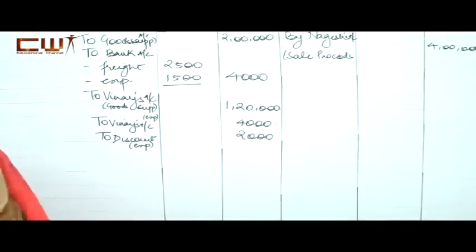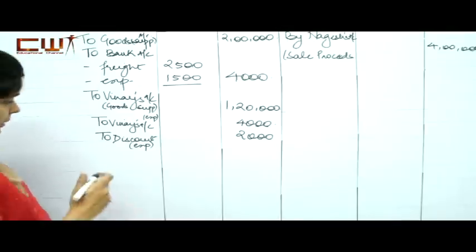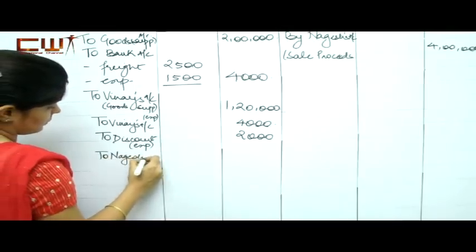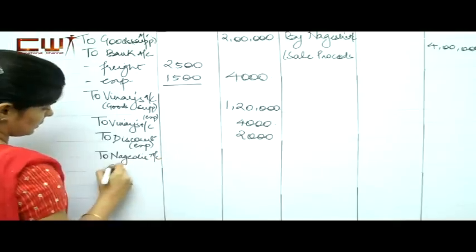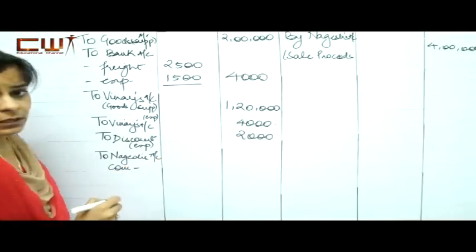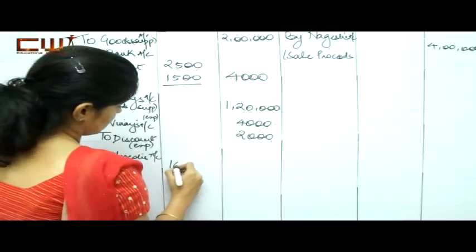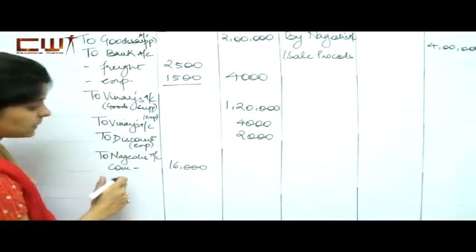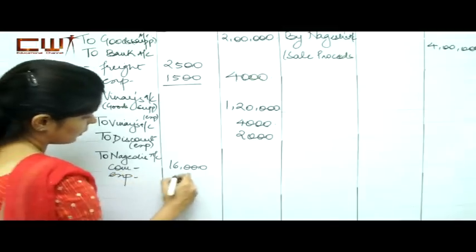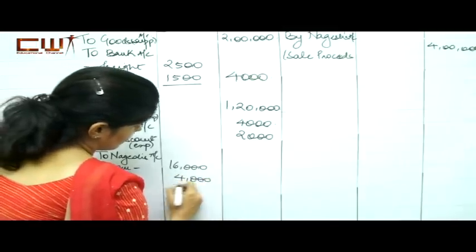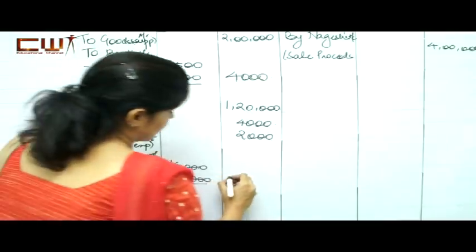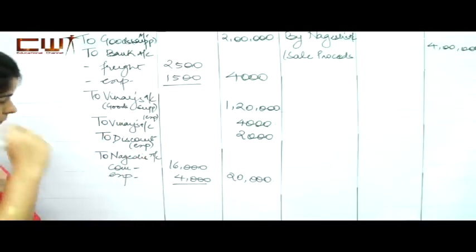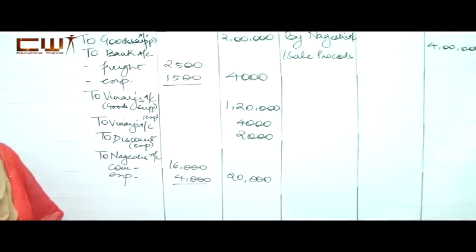Next is commission and expenses, right? To Nagesh's account, commission is how much? 16,000, right? And on selling expenses, how much is he charging? 4,000, right? So the total is how much? 20,000. 20,000 is the total expenses that he is charging.